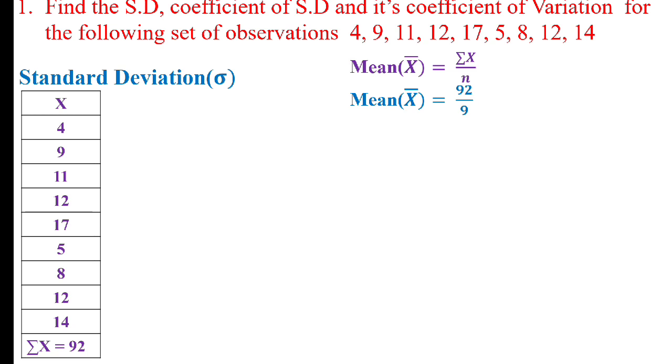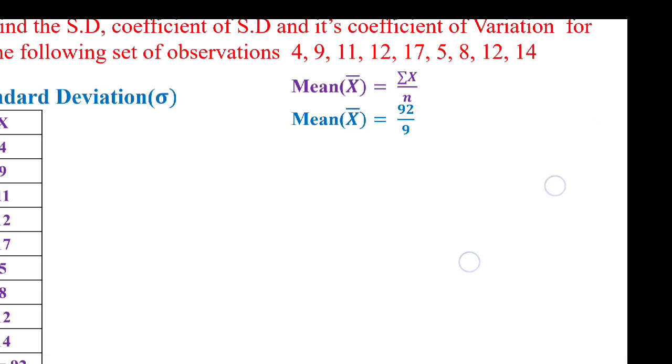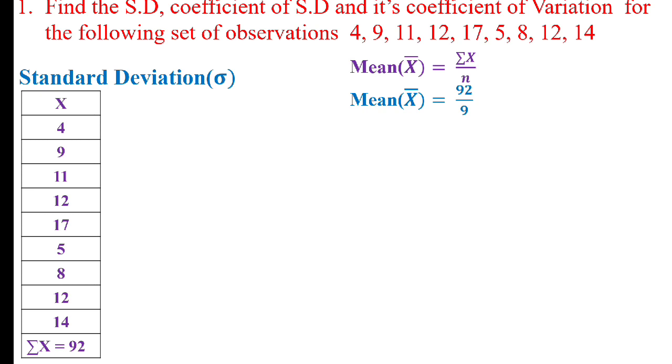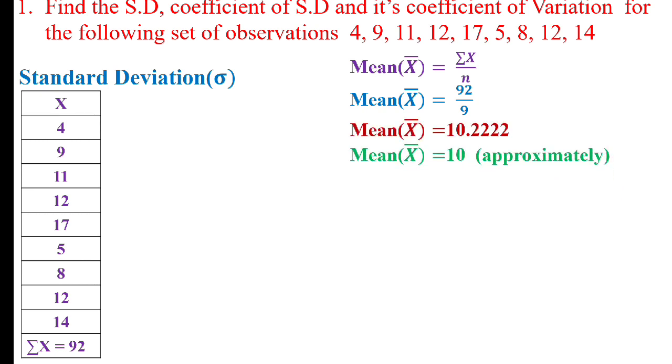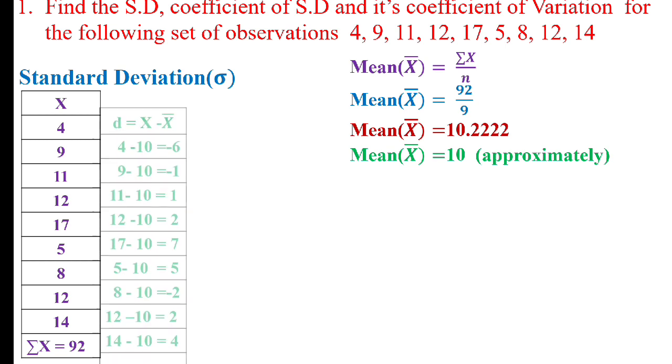All these values added, we will get 92. Number of values is given 9. So divide it, we will get 92 divided by 9, so 10.222. For the convenience of our calculation, we are rounding off. So that is called 10. So we will use it as deviation based on mean value as 10.